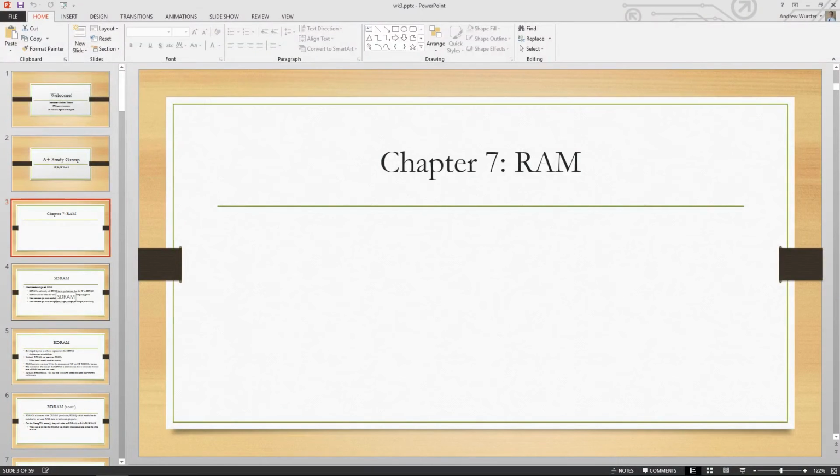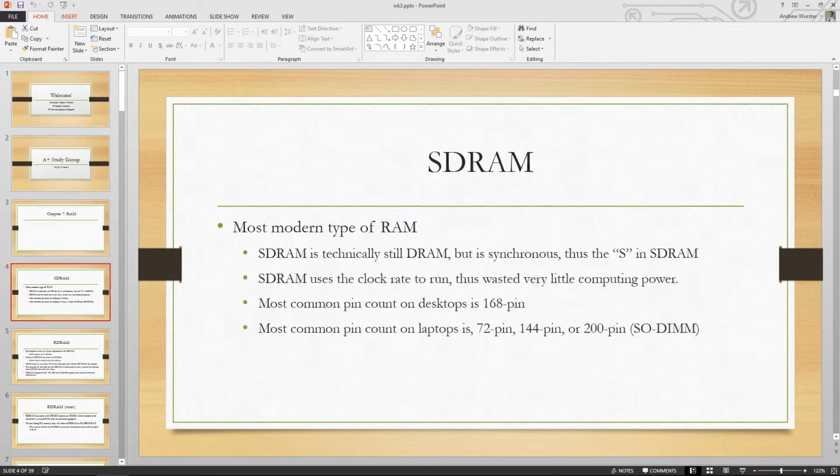The most modern type of RAM is SDRAM, and we'll go through the many types of RAM. This will kind of make sense when I say it's technically DRAM, meaning dynamic RAM. The S means synchronous, meaning that it writes to multiple sides of the RAM at the same time. SDRAM uses the clock rate of the physical machine, which is a crystal on the actual motherboard that we went over last week.